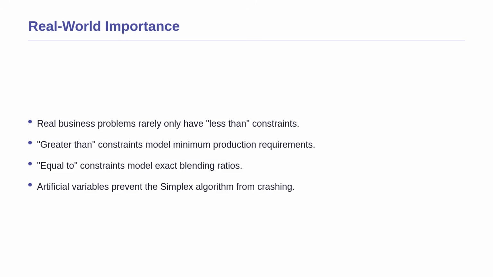Now that we know how to use artificial variables, we must ask, why does this matter in the real world? In real business problems, we rarely only have simple less than constraints, like a limited budget. We frequently face greater than constraints, such as a minimum production requirement to meet a customer contract. We also have equal to constraints, like exact blending ratios in chemical manufacturing. Without artificial variables, the simplex algorithm would completely crash when facing these common real-world conditions. By using this mathematical trick, we can solve highly complex logistics, diet, and manufacturing problems.